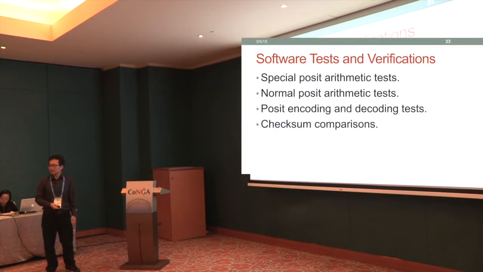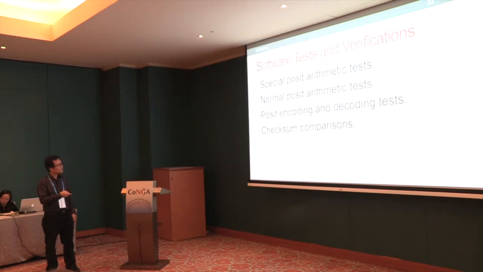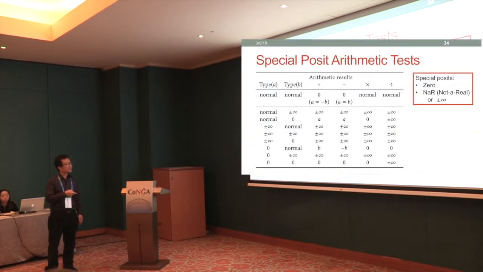So after all these derivations, we also need to test our implementations. So for special Posit arithmetic, it is still back to this table. All the results should tally with the entry of this table. So maybe you can perform exhaustive tests, at least for small posit sizes, to test if you get the same answer.